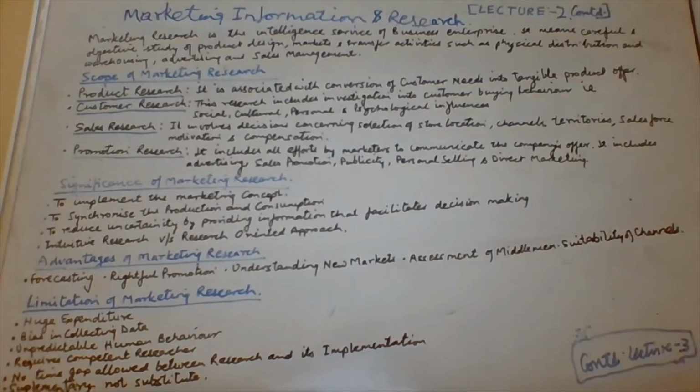So when we talk about social, it is related to the reference groups, the family, the roles and status of the consumer. The cultural, of course, includes the culture, the subculture, and the social class. The social class is related to whether it is a middle level, or the lower level, or the higher level in terms of the income.